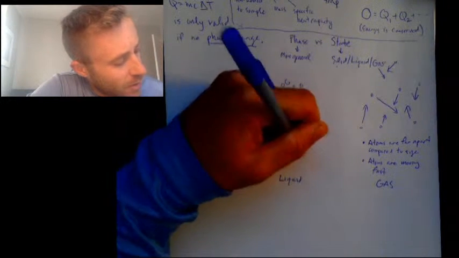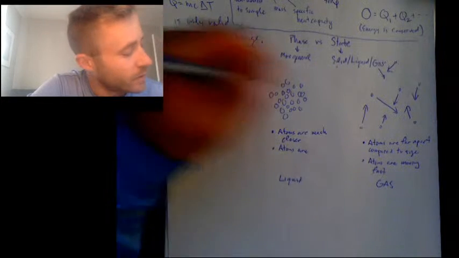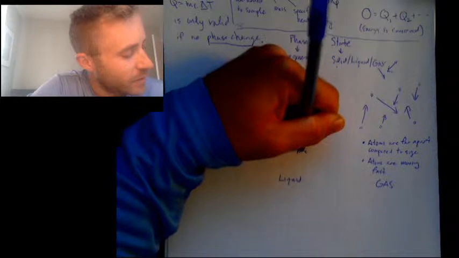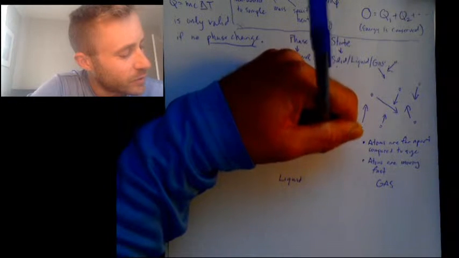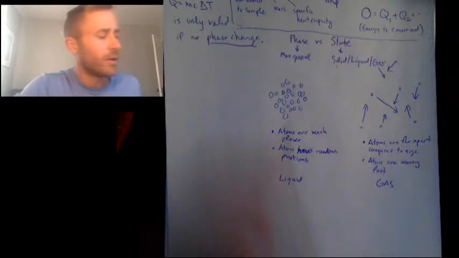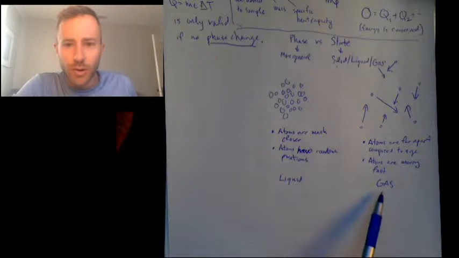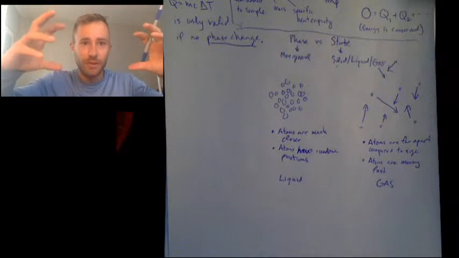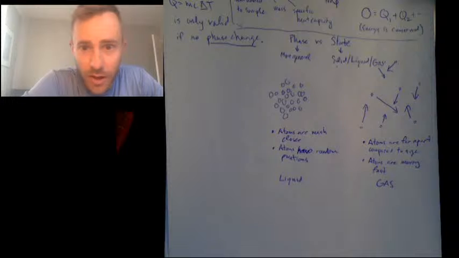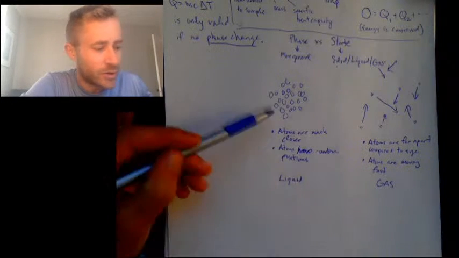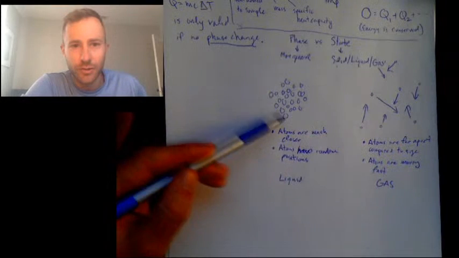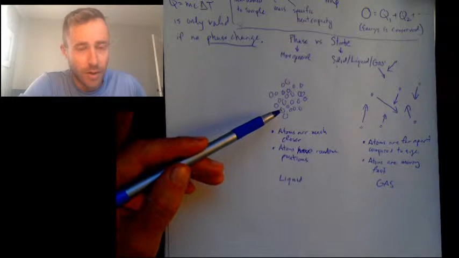Atoms have random positions. So a liquid is more or less the same thing as a gas. It's just that the spacing between them is a lot less. So they still have random positions, just like in a gas, but there's a lot less space.